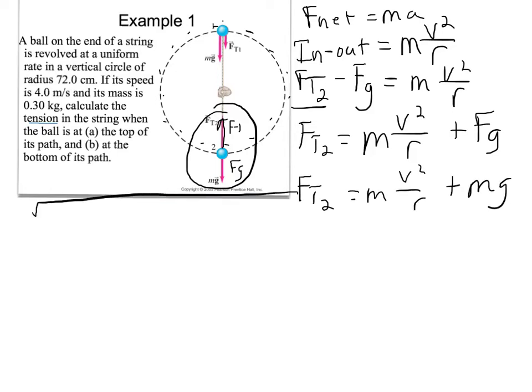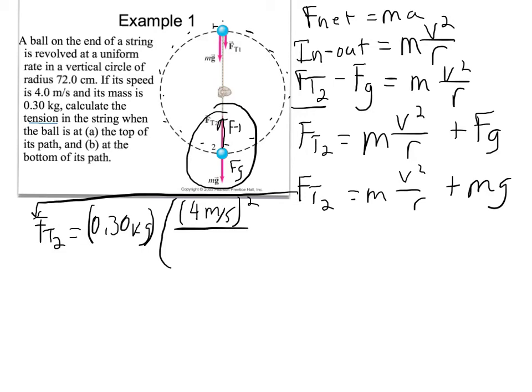Let's go ahead and expand it out down here. So let's fill that in. Ft2 equals the mass, 0.30 kilograms, times the velocity squared, 4 meters per second squared, over the radius, 0.72 meters, plus the force of gravity, which we decided last time was 3 newtons. So 0.3 kilograms times 10 newtons per kilogram.